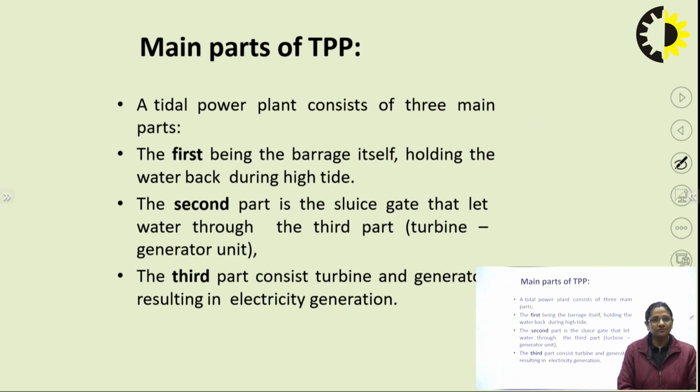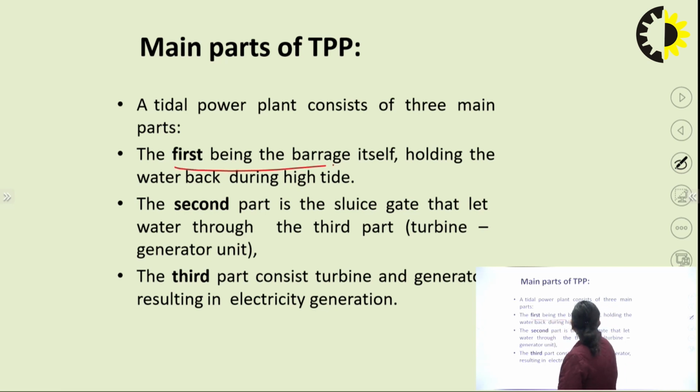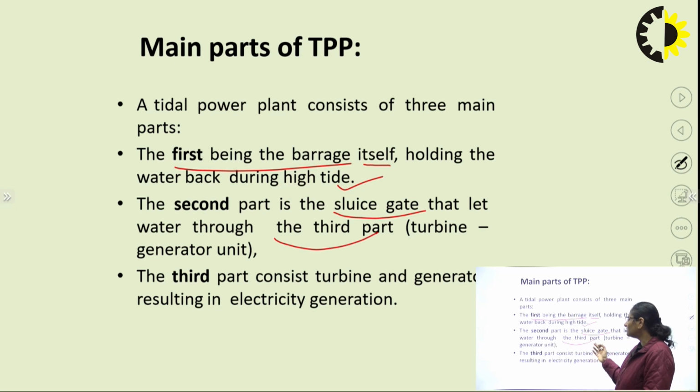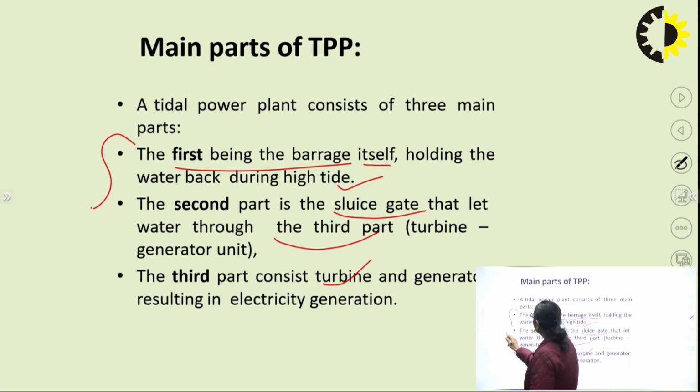The main parts of a tidal power plant. A tidal power plant consists of three main parts. The first one is the barrage itself, holding the water back during the high tide. The second part is the sluice gate that lets water through to the third part, which is the turbine and the coupled generator. So, a tidal energy conversion system basically consists of these three main parts.